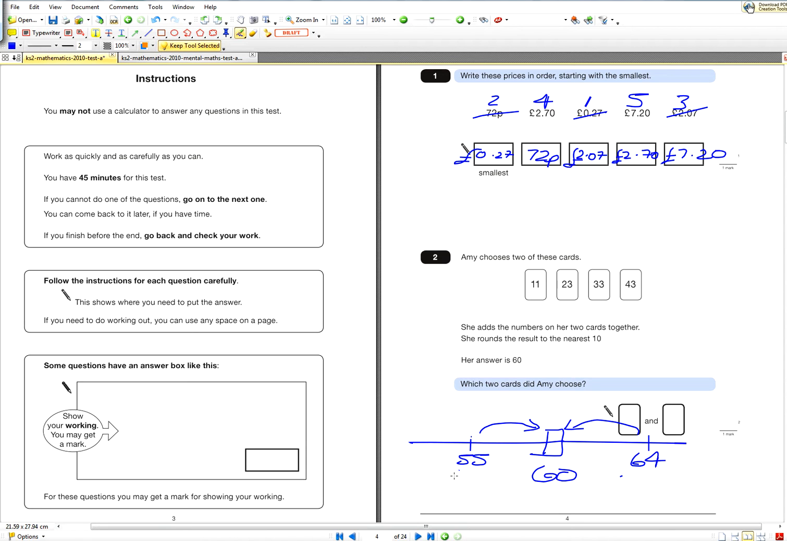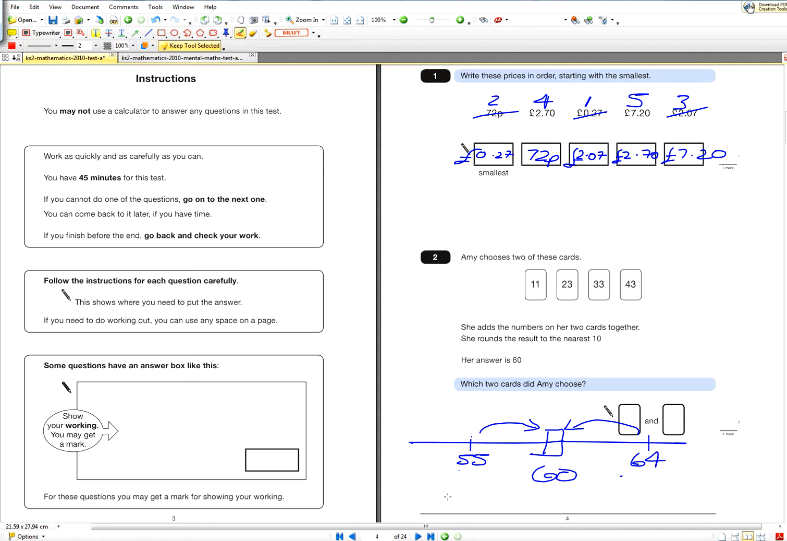So any number between 55 and 64 will give us the correct answer. So what numbers? What number could it be? Let's have Mr. Kamal this time. What 2 numbers will give us an answer between 55 and 64? Because those are the numbers that round to 60.